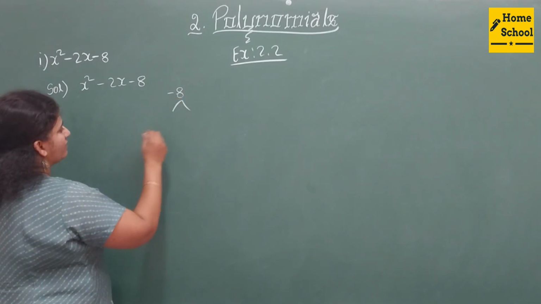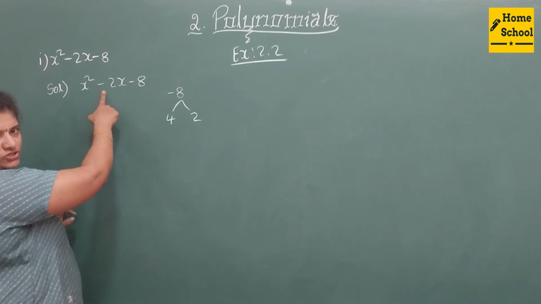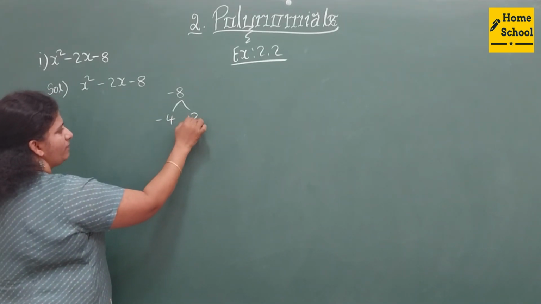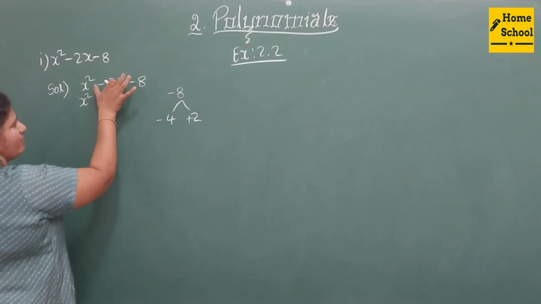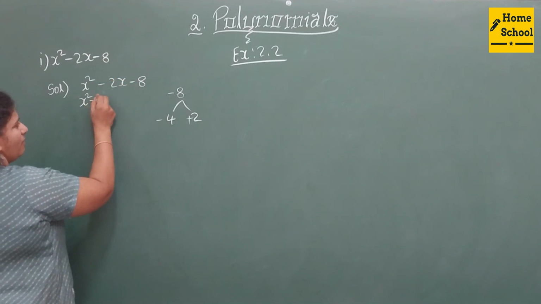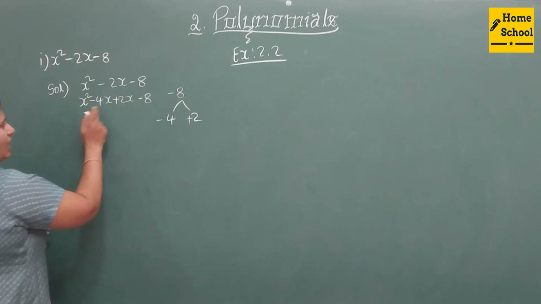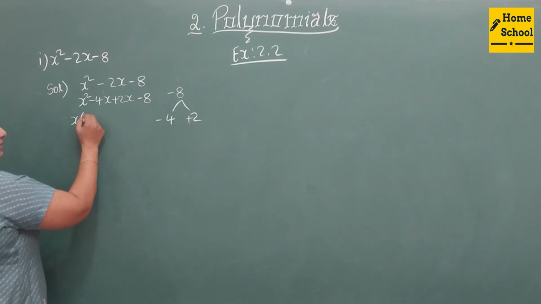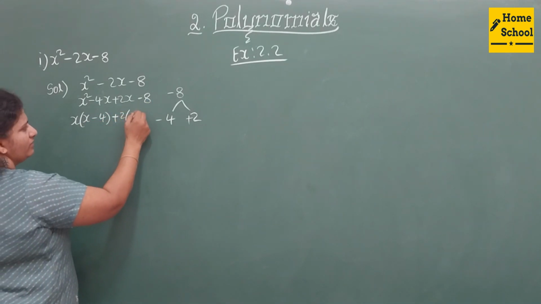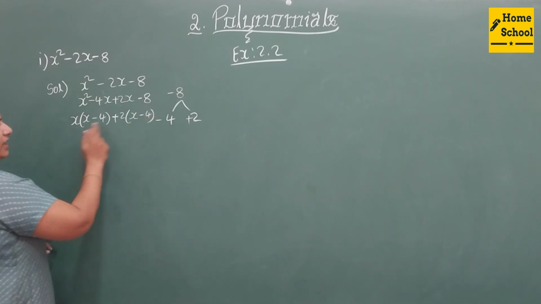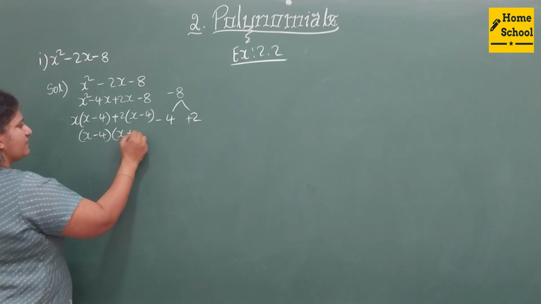So for minus 8, what are the factors? 4 twos are 8. Minus 2 I should get. That means minus 4 plus 2 will give minus 2. So write it here: in place of minus 2x, write minus 4x plus 2x minus 8. Among these two, x is common, x minus 4. And among these two, 2 is common, again x minus 4. Now x minus 4 is common, take out x minus 4 into x plus 2.